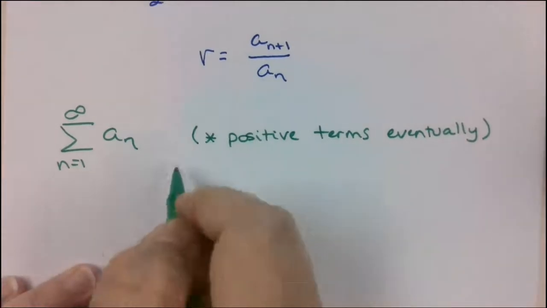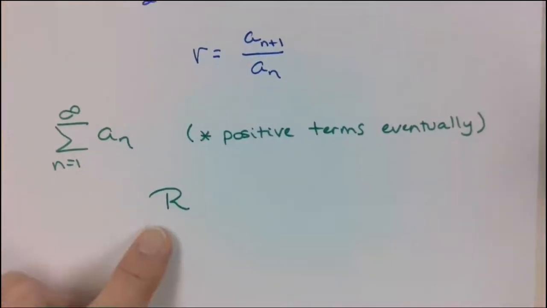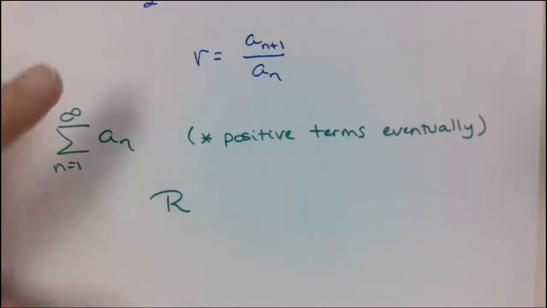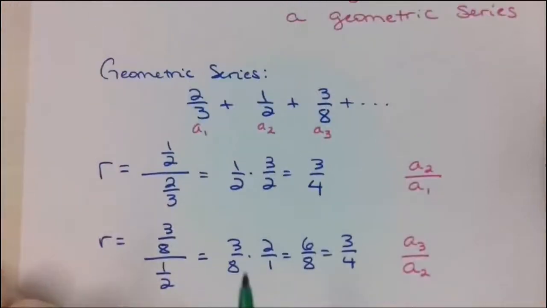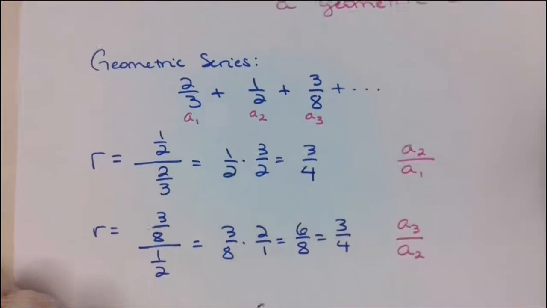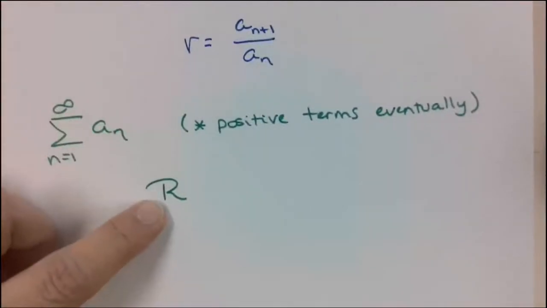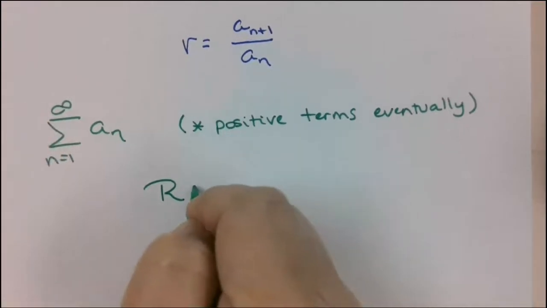The first thing that we're going to do is calculate the ratio, and I'm going to use a capital R here because this little r is what we use for the common ratio when we have a known geometric series. It's the same ratio every time. Here I'm using capital R. This represents a ratio of one term to another, but it's not necessarily common all the way throughout the series because this is not necessarily a geometric series.